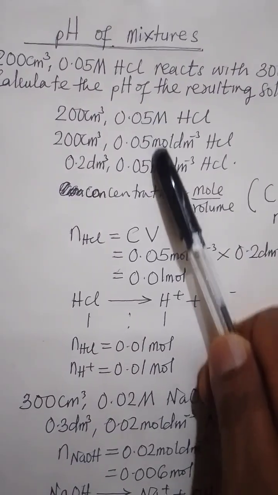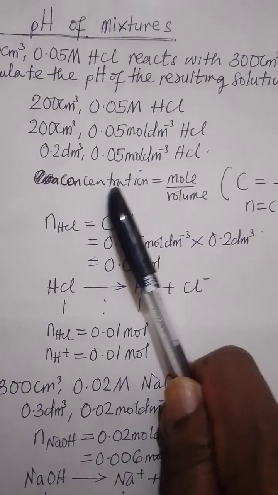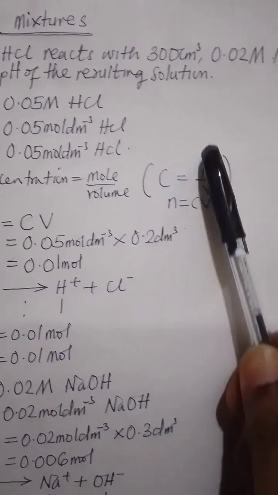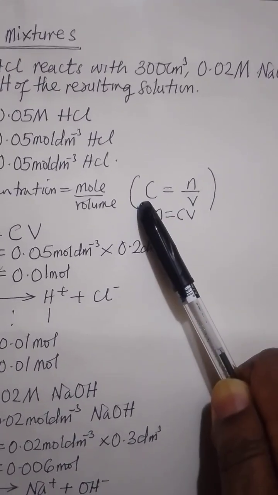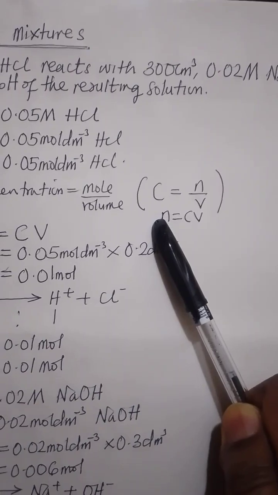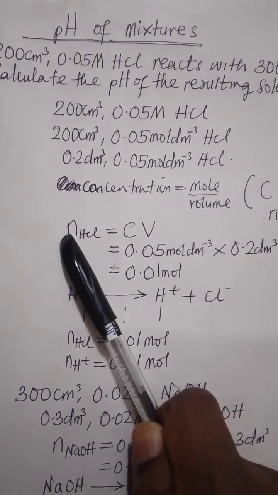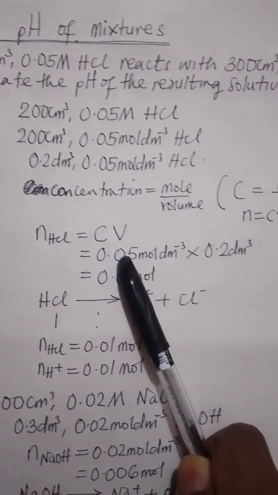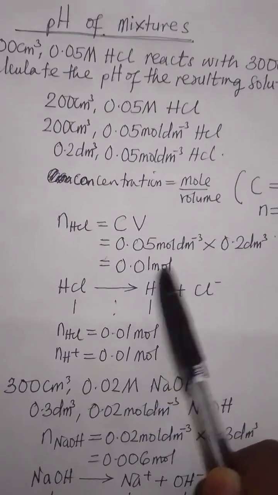The molar there is mole per dm cube. Don't forget, concentration is mole over volume. The N there represents mole, V volume, C concentration. So if you cross multiply, your mole is concentration times volume. So the number of mole of the acid HCl will be the concentration given times the volume. That will give us 0.01 mole.